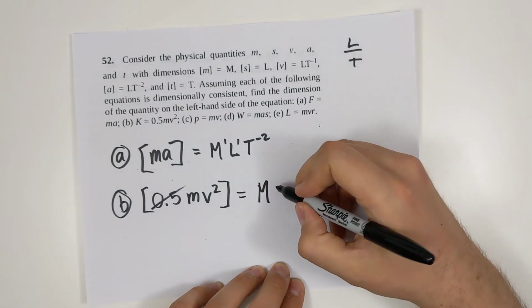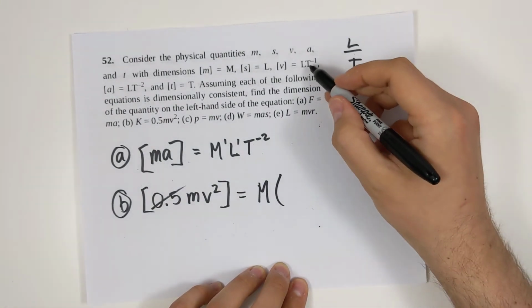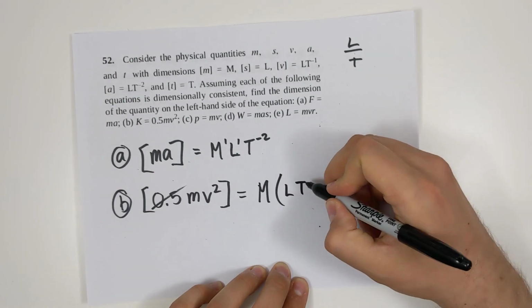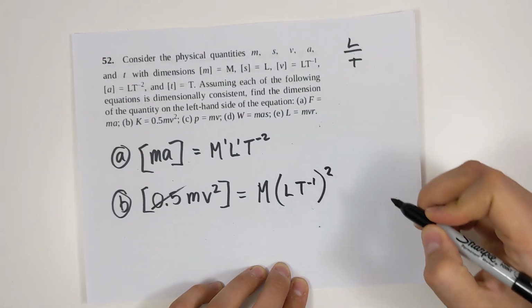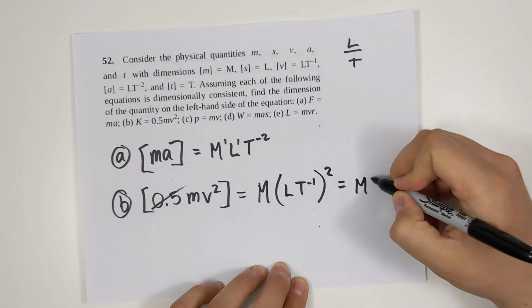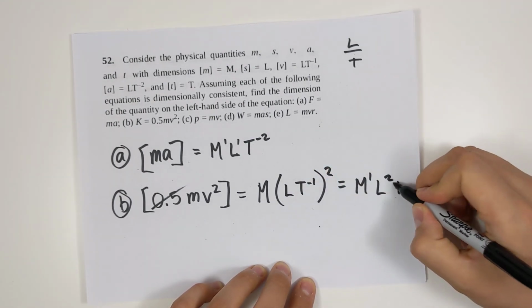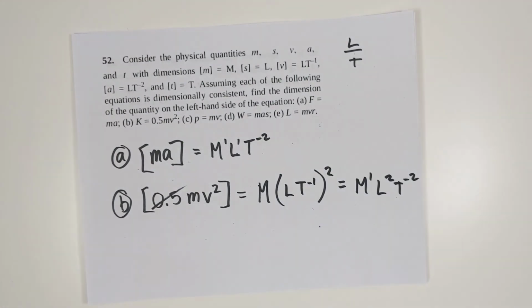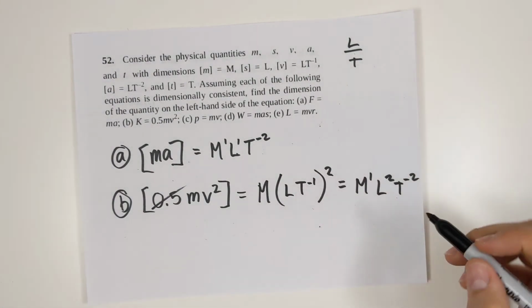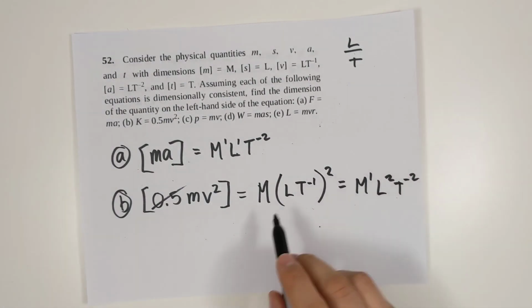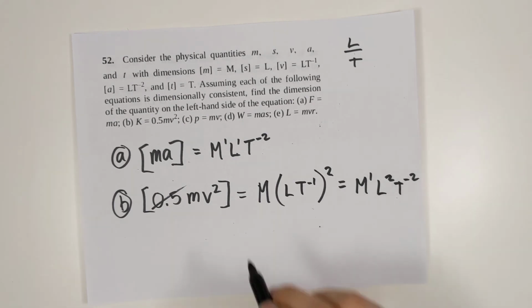v squared, so let's see, our v is L t to the minus 1. That whole thing is squared, so what do we get? We get m to the 1, L squared, t to the minus 2, and there you go. Awesome. That is actually the dimensions of kinetic energy.